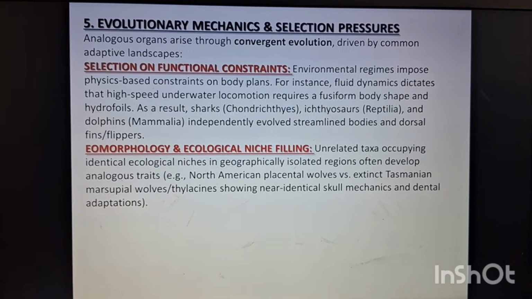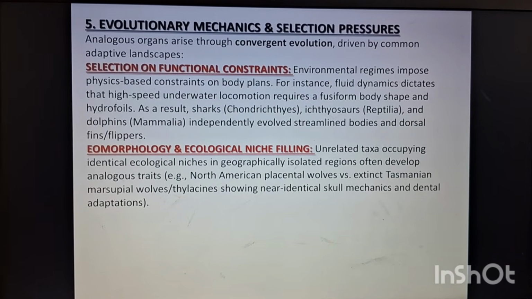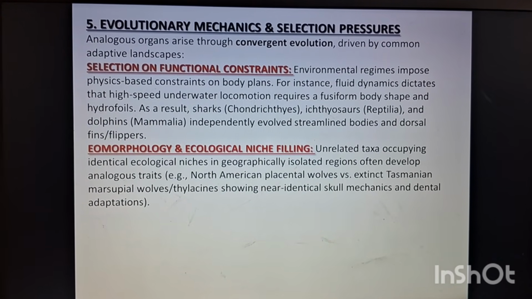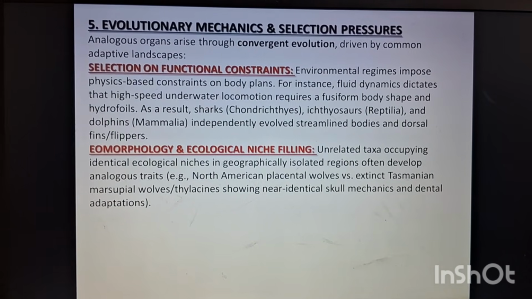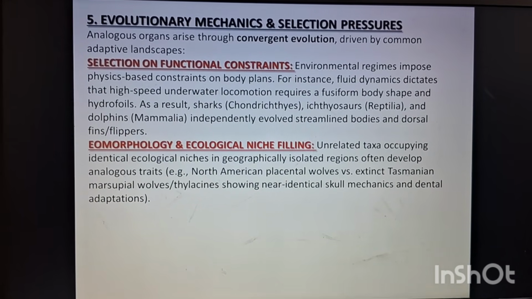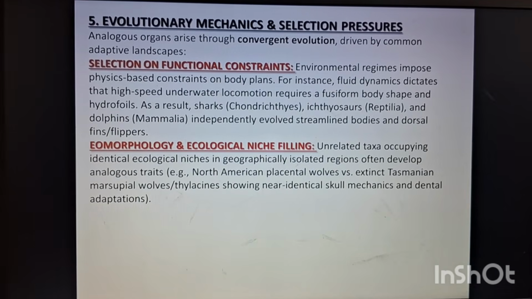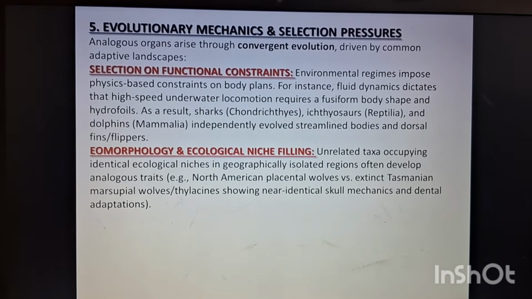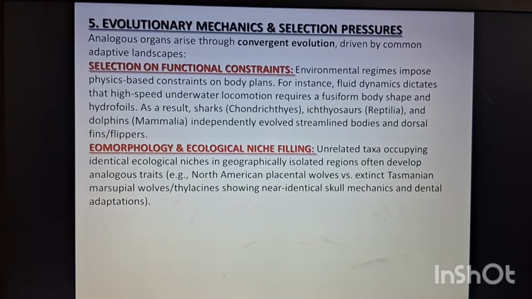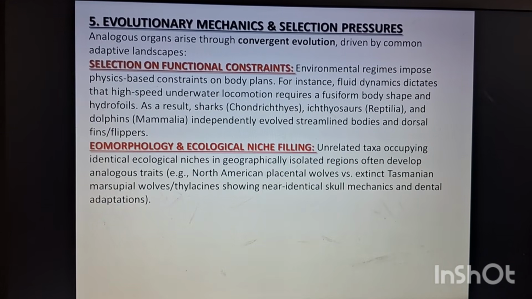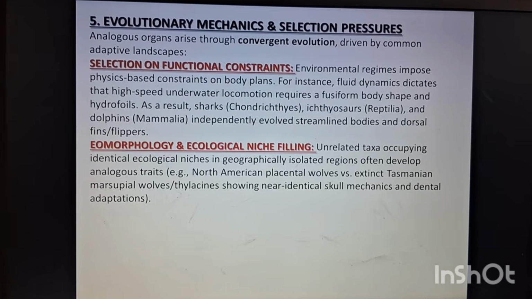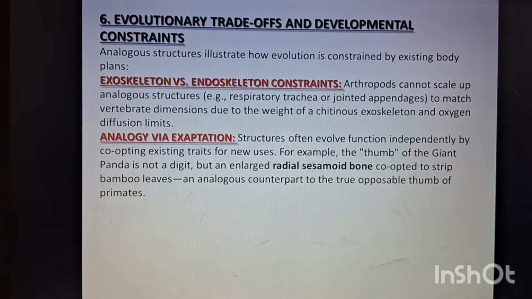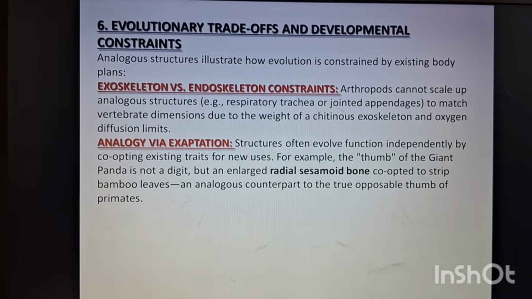are present in their body. Next, morphology and ecological niche filling. Unrelated taxa occupying identical ecological niches in geographically isolated regions often develop analogous traits. Example, that is North American placental wolves versus extinct Tasmanian marsupial wolves, that is thylacines, showing near identical skull mechanics and dental adaptations. Next, evolutionary trade-offs and developmental constraints.